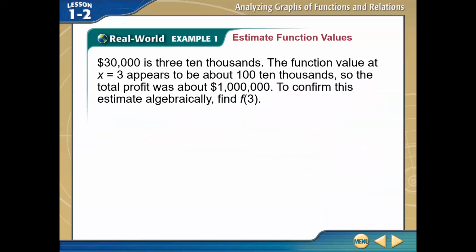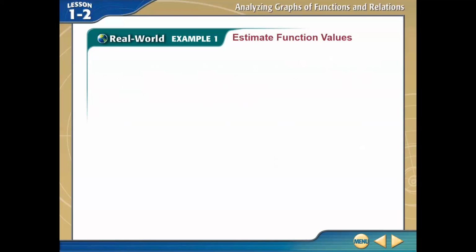So 30,000 is 3/10,000. The function value of x equals 3 appears to be about 110,000. So the total profit would be roughly 1 million. To confirm this, we have to do it algebraically.